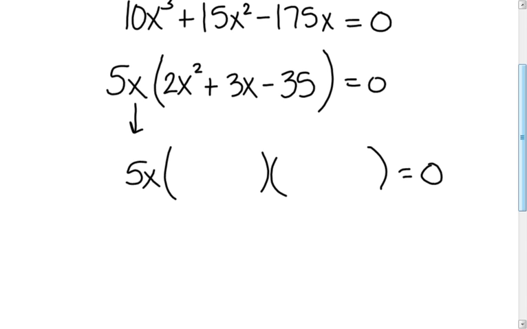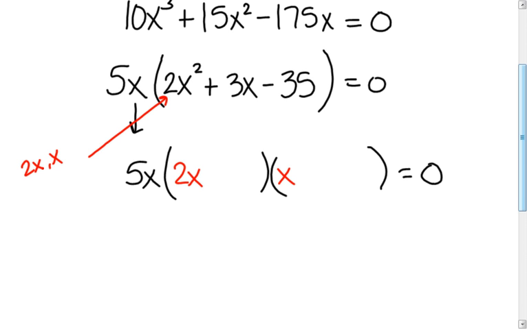Okay, if it was 2 terms, you would try difference of squares. It's 3 terms, so you're going to do the trinomial. If it's 4 terms, you would try factoring by grouping. So I'm going to list my factors of 2x squared, and we know that 2x squared is 2x times x. Okay, that's the only thing it can be, so I'm just going to go ahead and write it right away.